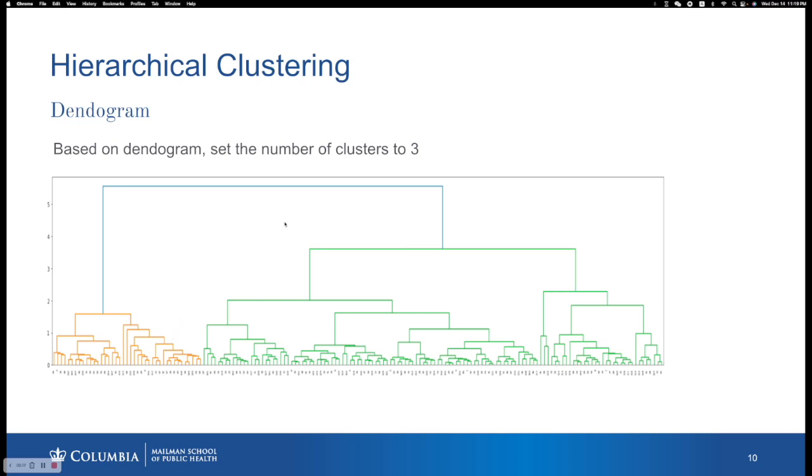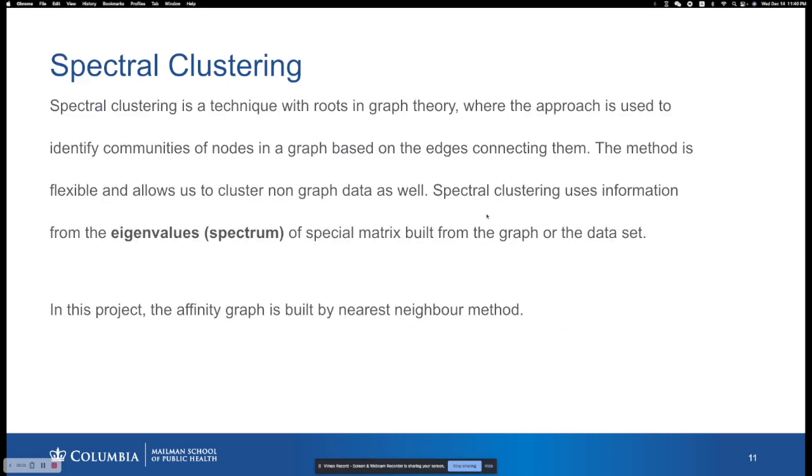For the hierarchical clustering, I plotted the dendrogram, and based on this dendrogram, it's also very clear we can set the number of clusters to 3 as well.